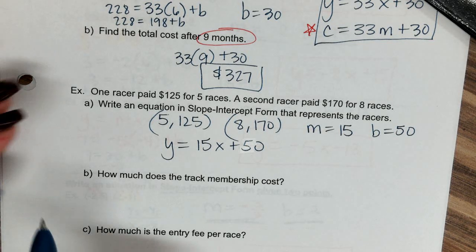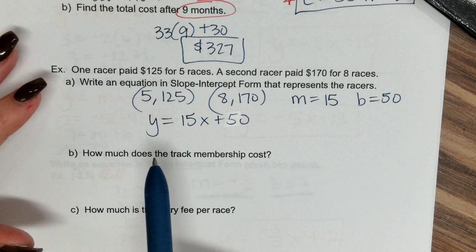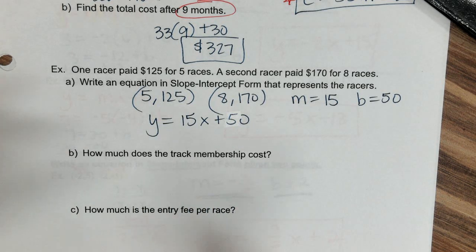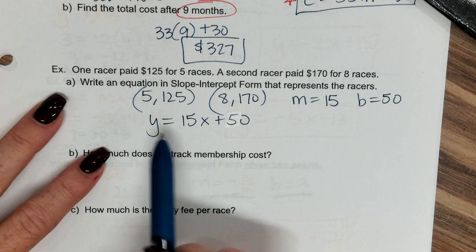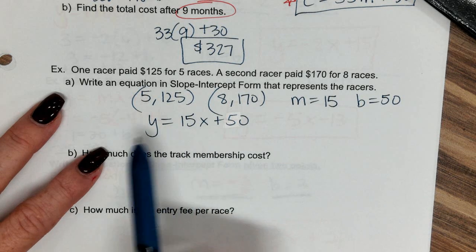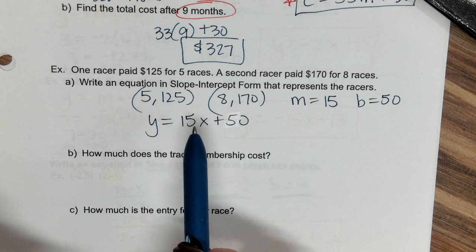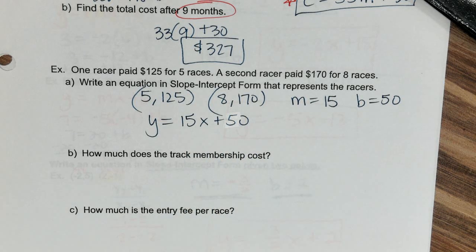Okay, so let's look at the next question. How much does the track membership cost? Are they asking for us to solve something? Are they asking us to interpret this equation we wrote? Okay, so which one of these numbers would be the track membership? So that's all you're going to pay, $15.